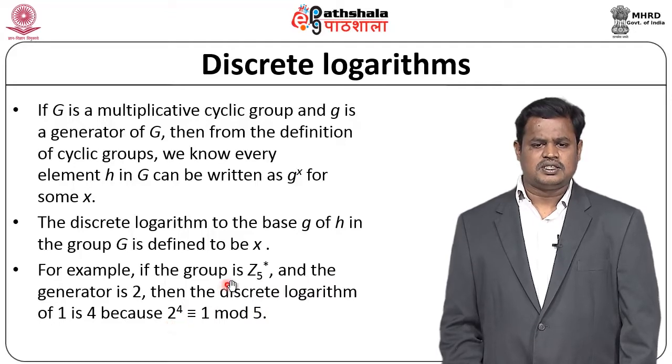So now I can say this is a multiplicative cyclic group where, suppose I want to find the discrete logarithm of 1. How can I find it? It is 2 power 4, and the 4 is the value which is used to get the discrete logarithm of 1. So, 2 power 4 is congruent to 1 mod 5.